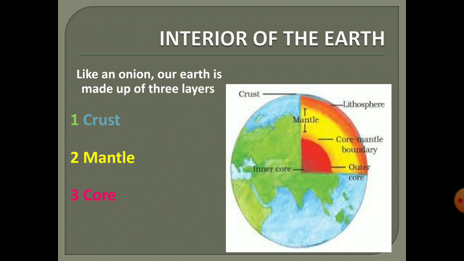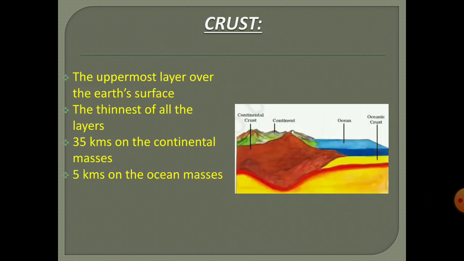The interior of the Earth is like an onion. As you peel the onion, there are a lot of layers inside. So our Earth is made of three layers: first crust, second mantle, third core. Now, the crust is the uppermost layer over the Earth's surface. It is the thinnest of all the layers.